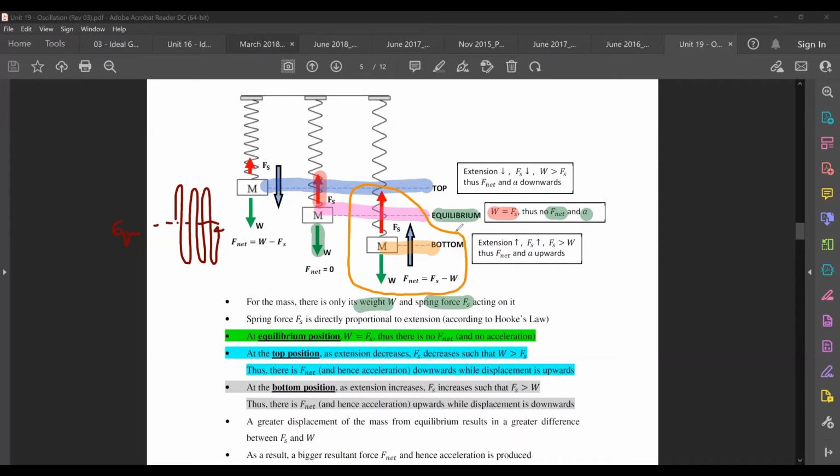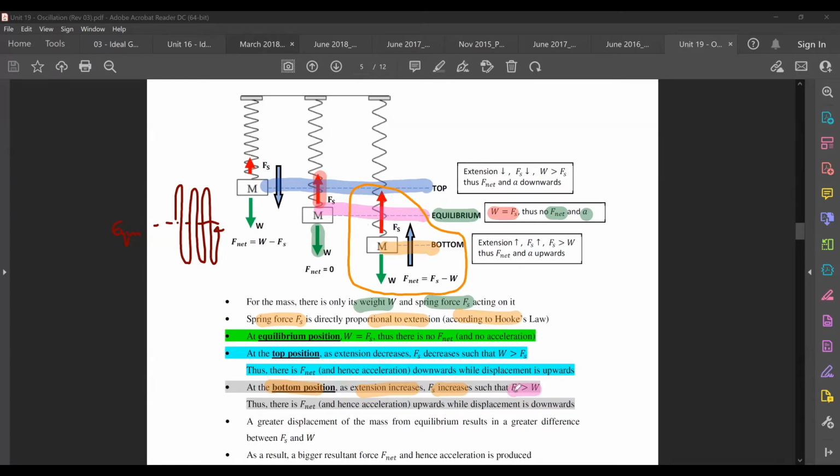What you can say here is this. At the bottom position, your mass has moved downwards, pulling the spring even more. So your extension of your spring increases, which means spring force increases. You're assuming that your spring force is directly proportional to extension, following Hooke's law. So if your object moves down, it pulls on the spring, your extension increases, your spring force will increase. Now, when spring force increases, your spring force will be more than the weight.